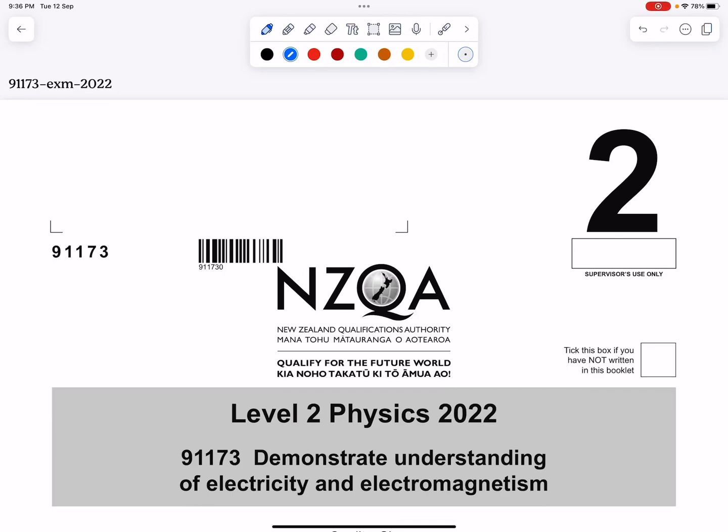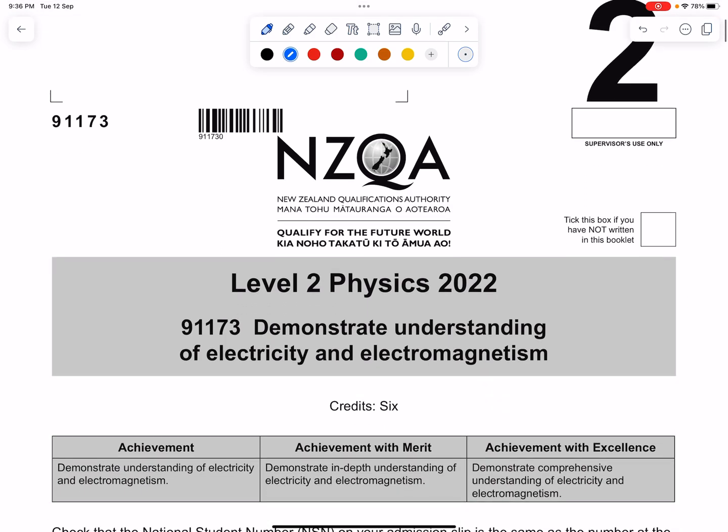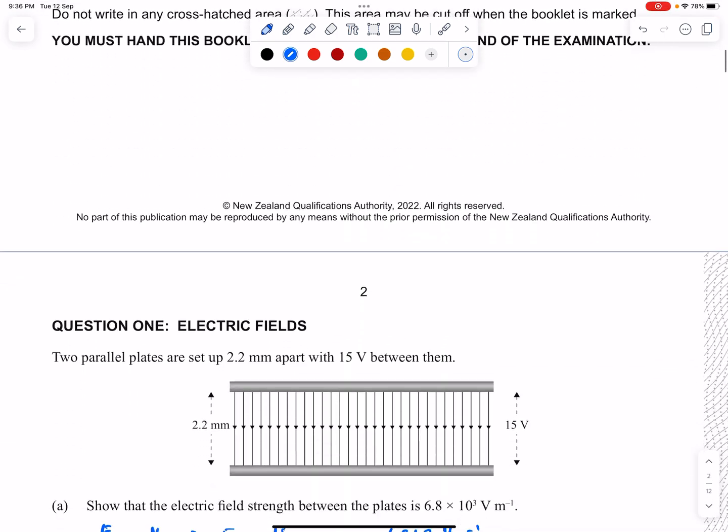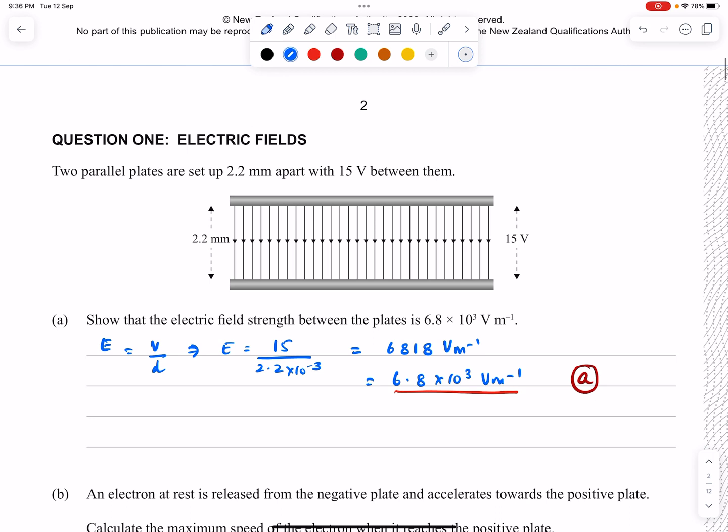Going through the Level 2 Physics 2022 Electricity and Electromagnetism examination paper. So let's start with question 1. This is on electric fields.